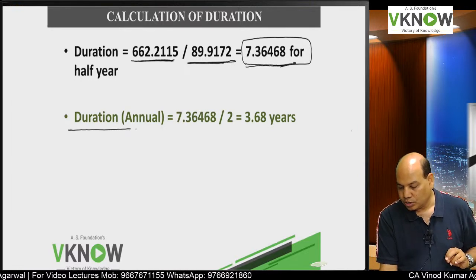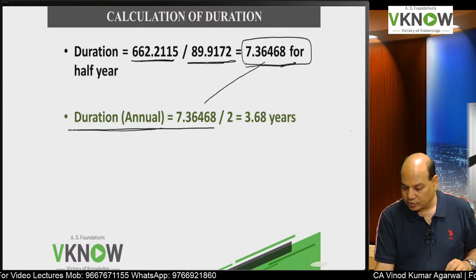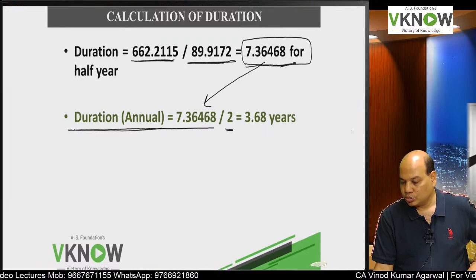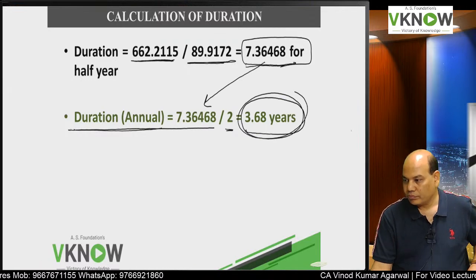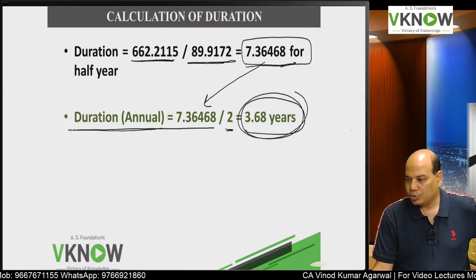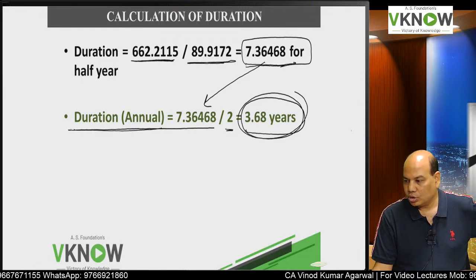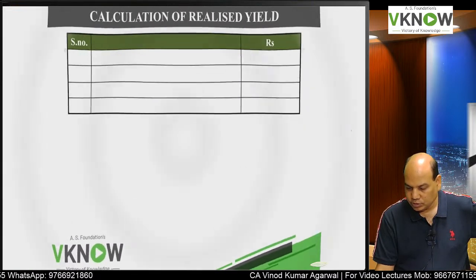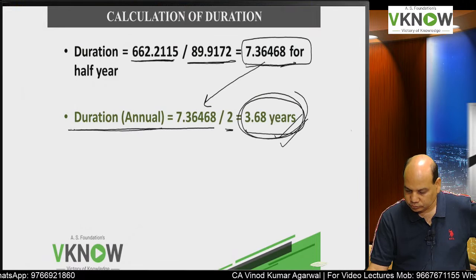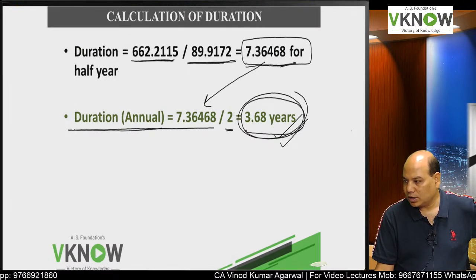So now write down duration is equal to annual, this answer divided by 2. So you have to give an answer which is below 5 years. So this is how you can compute the duration of a semi-annual bond. Okay. So this is your answer for annual.